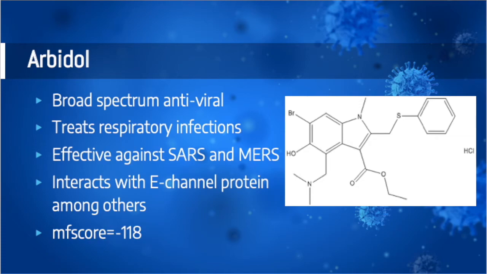It was found that arbidol can inhibit coronavirus up to 60 times at a concentration of 10 to 30 micromolar relative to a control group. The E-channel protein of SARS-CoV-2 is a possible target of arbidol, but further studies would be needed to prove whether or not it actually inhibits the protein's activity.